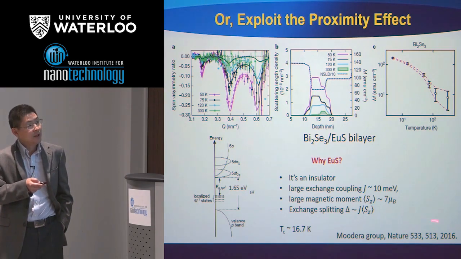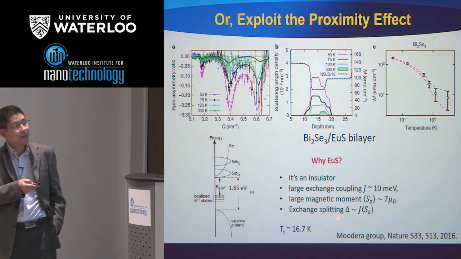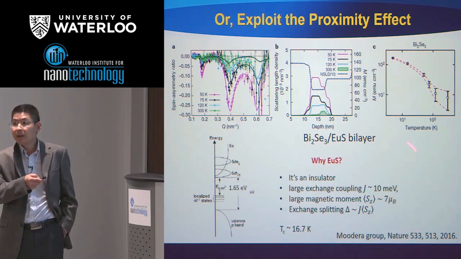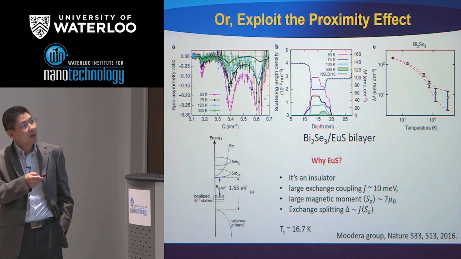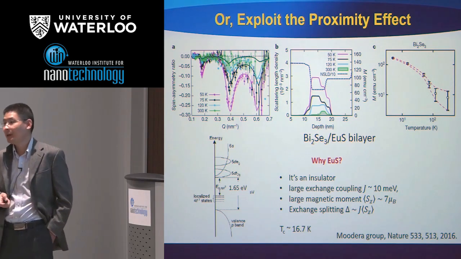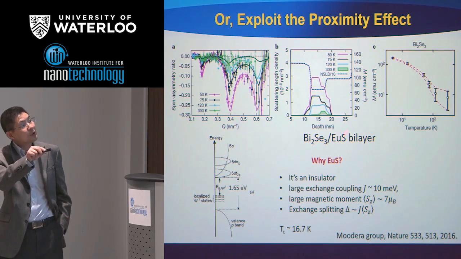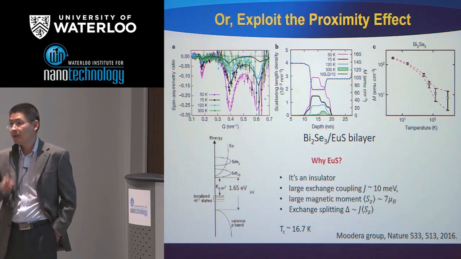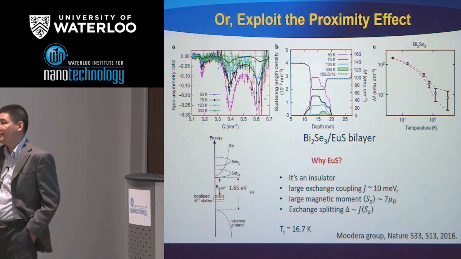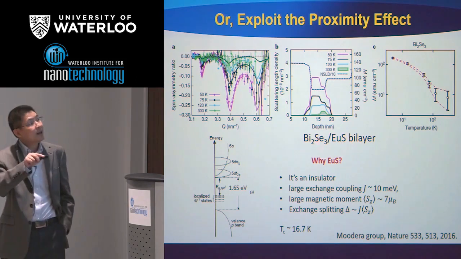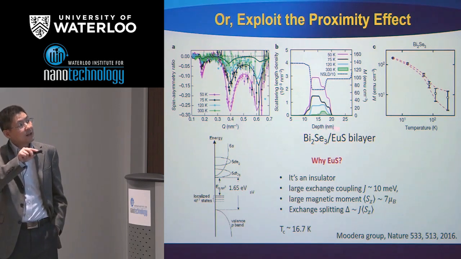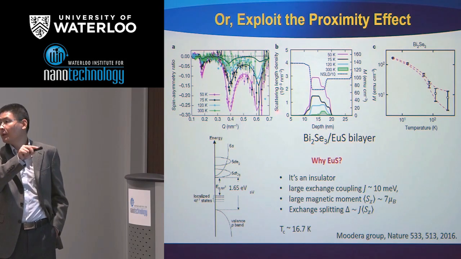For example, in this work published by MIT Moodera's group, they put this topological insulator, which Guoxin is working on, onto the europium sulfide substrate, where this europium sulfide is another ferromagnetic insulator. And what they observe is that this material introduces ferromagnetism in the topological insulator, which originally is non-magnetic.